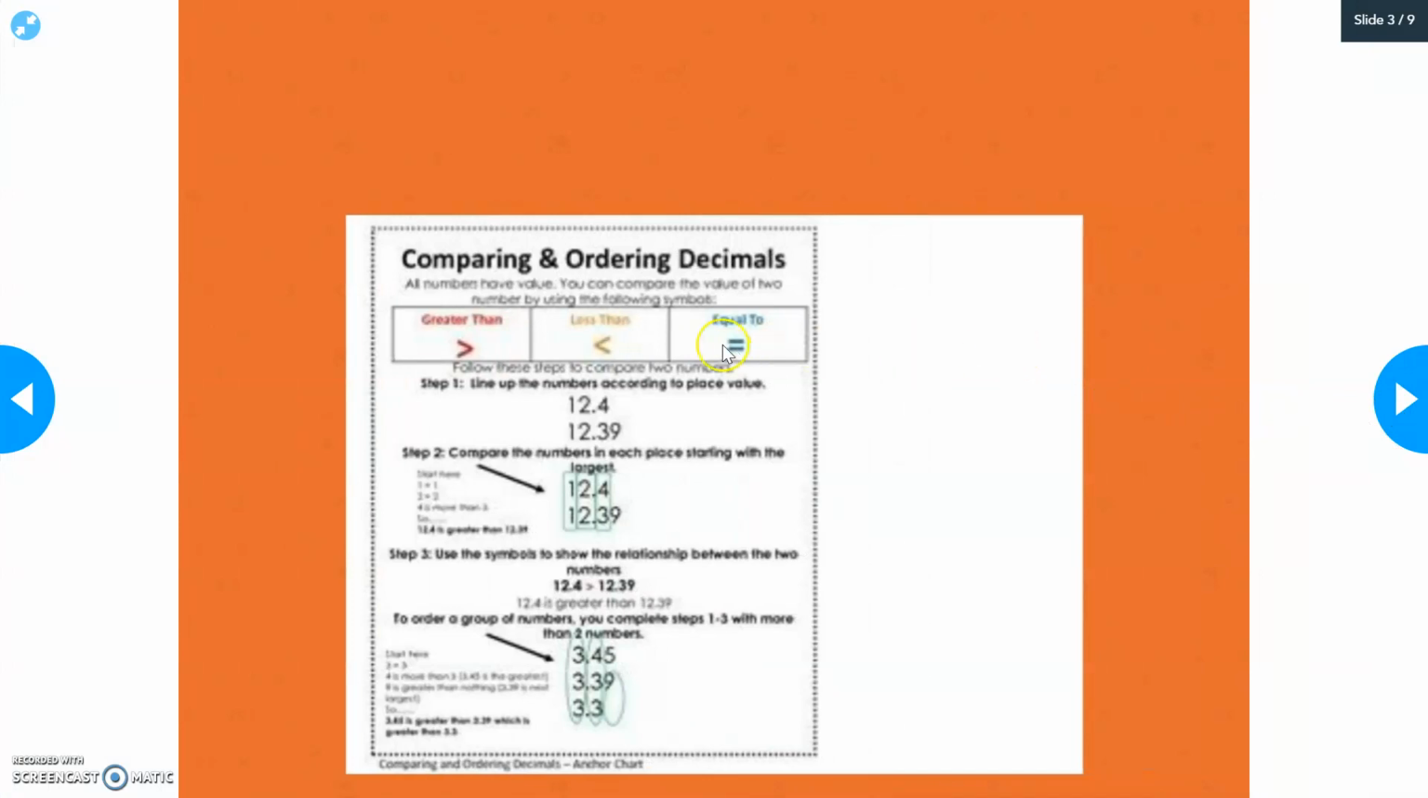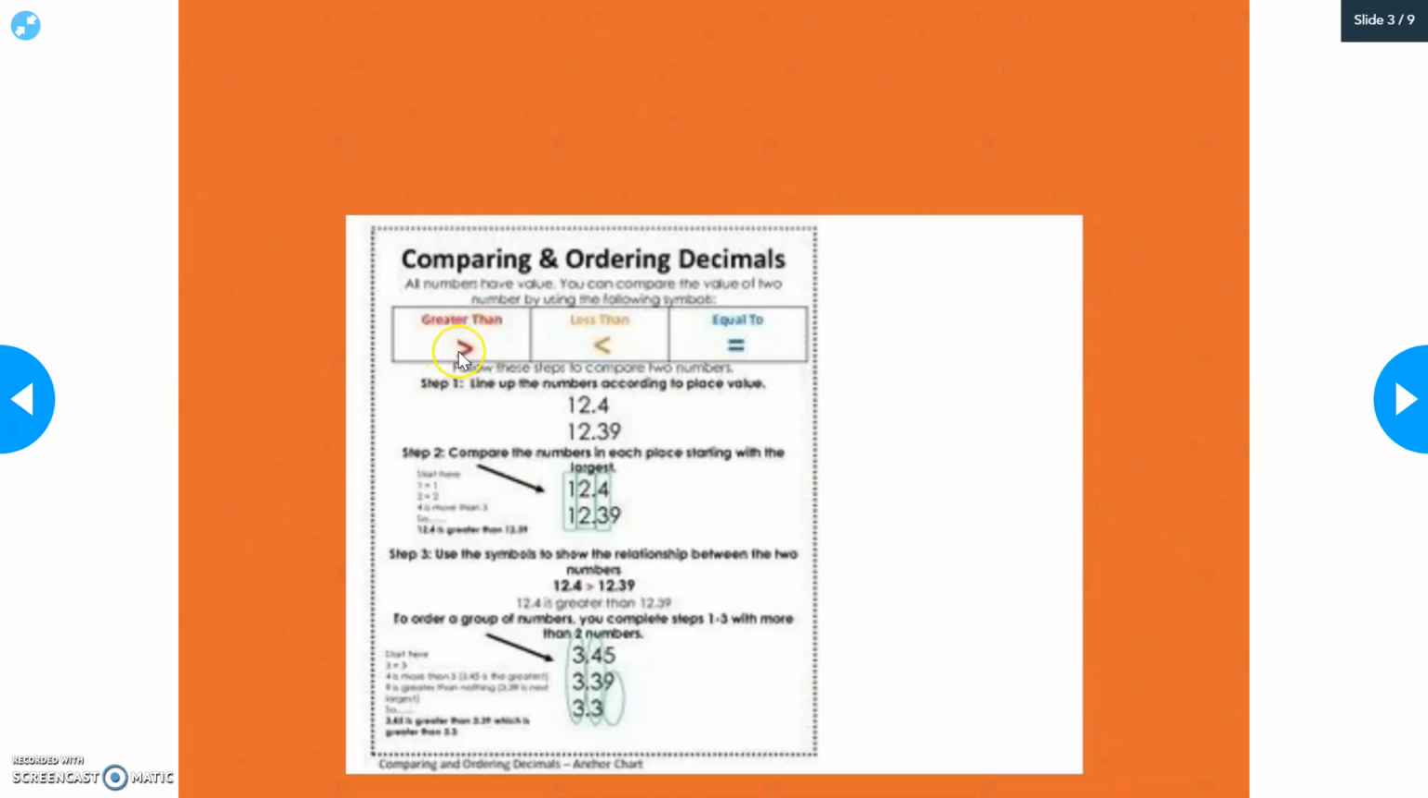All right, so let's just get a little clarification of our symbols. We have our greater than symbol, we have the less than symbol, and we have the equal to. I remember that the open end is always going to point to the larger number. I think about it like an alligator mouth. An alligator mouth can be very wide, and guess what? It's going to eat the biggest of whatever it can eat. Same thing with our comparing symbols.